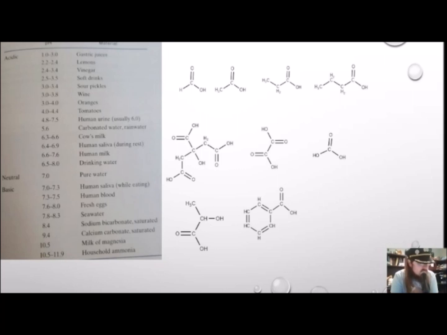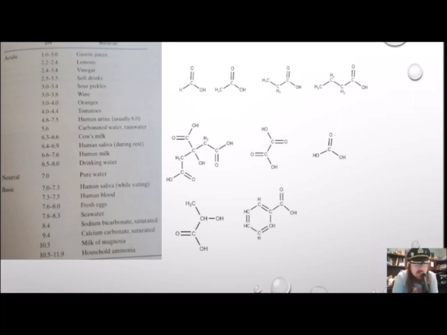Now, there's a wide variety of pHs in our everyday life that we can see, like gastric juices. Our stomach acids range anywhere between pH 1 and pH 3. Really sour lemons, 2.2 to 2.4. Vinegar can be between 2.4 and 3.4. Soft drinks, 2.5 to 3.5. Sour pickles, 3 to 3.4. Wine, 3 to 3.8. Oranges, a little bit less sour, 3 to 4. Tomatoes, slightly sour, 4 to 4.4.